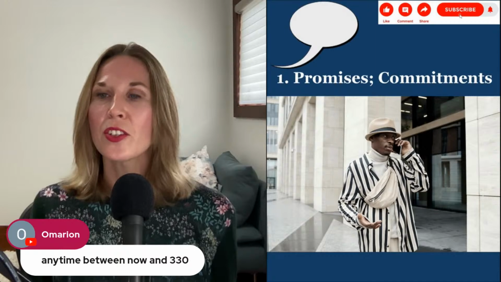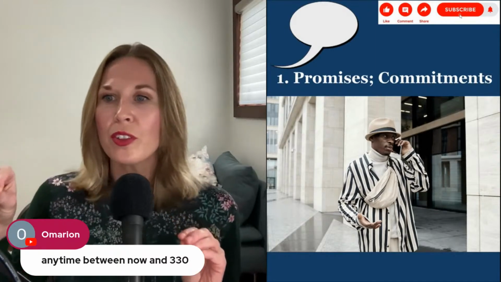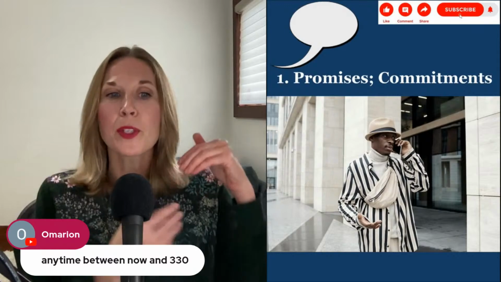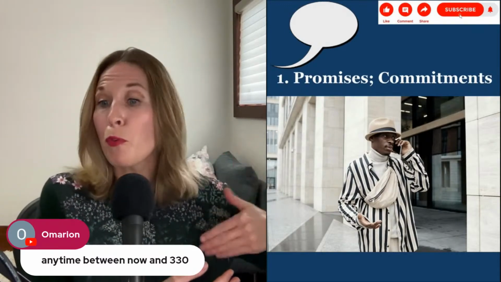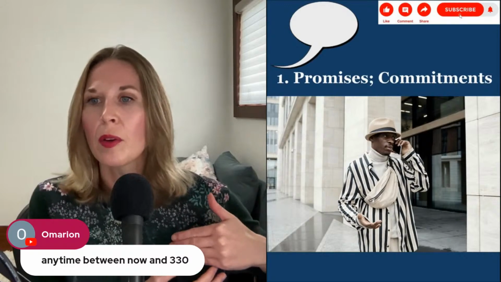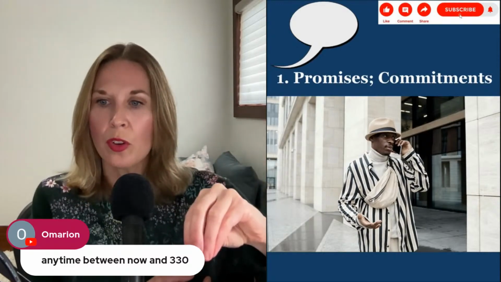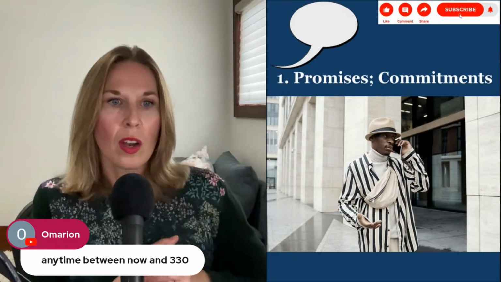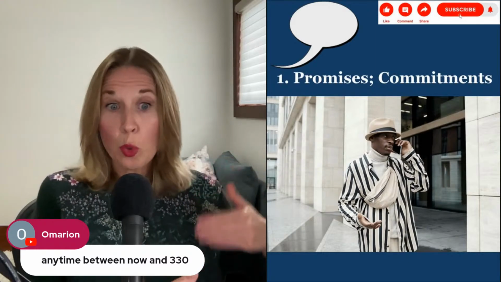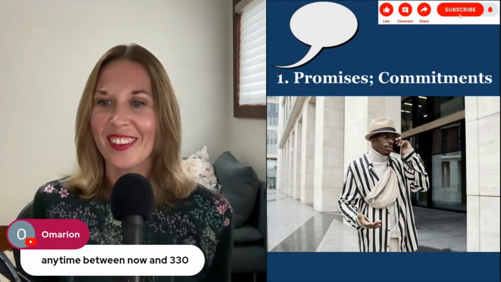Okay, to answer the question I asked about when is by 3:30, you're right. It's between now and 3:30. So it can be before 3:30. It's on or before. On represents 3:30 and then before of course is like Omarian said, between now and 3:30. Perfect job. Excellent job.